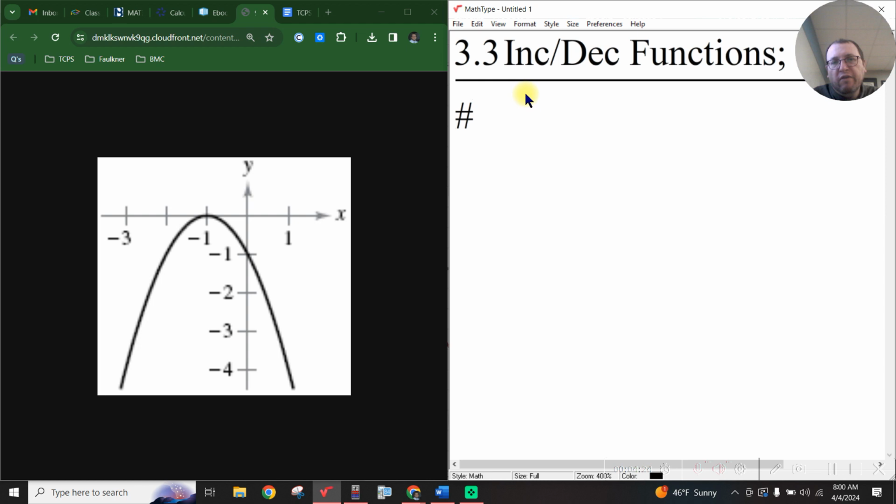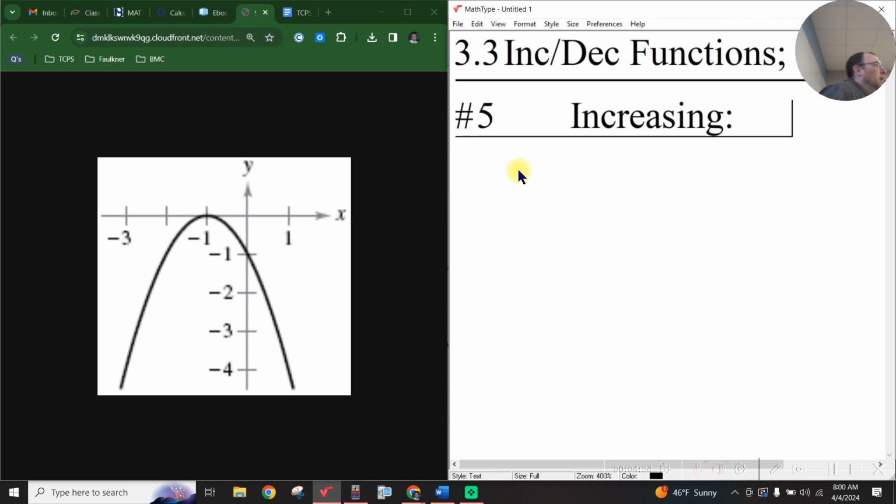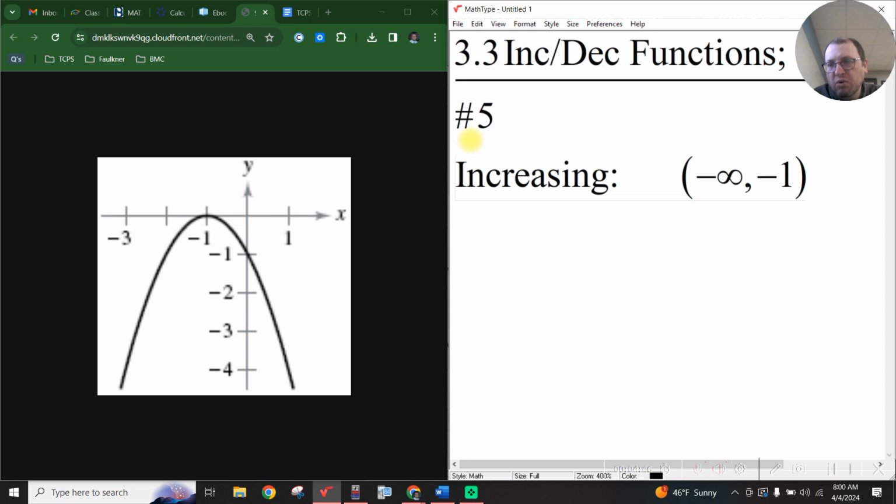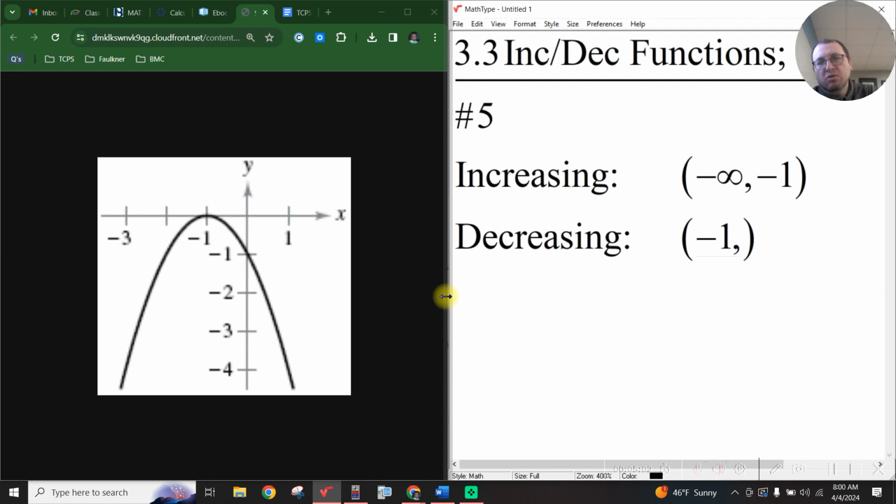First, this thing is increasing. How would I write that? To the left of negative one, that'd be from what to what? Negative infinity to negative one. That is where this thing is increasing. And then where is it decreasing? Well, it stops increasing, there's nowhere else it's increasing. So negative 1 to infinity. Make sense?